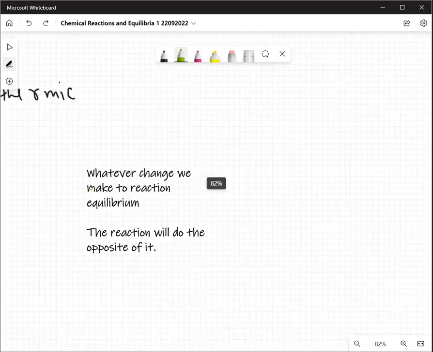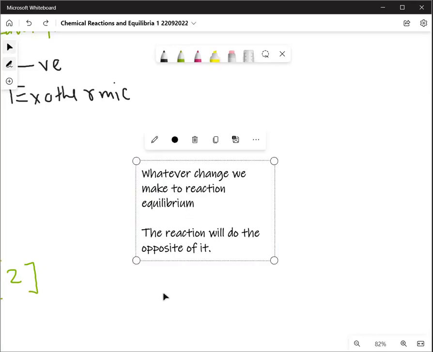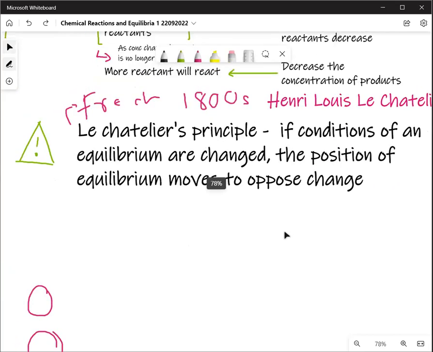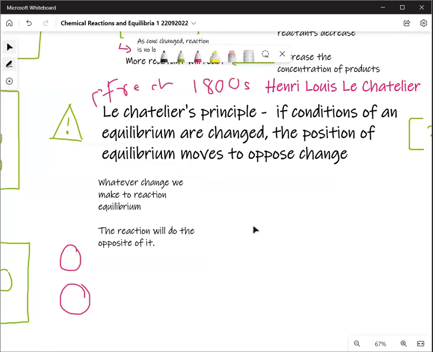Okay. Sure. Makes sense. Have you written this down in your notebook? This is the summary of Le Chatelier's principle. Now you don't have to memorize this. You have to memorize Le Chatelier's principle, but this is what it means. Please write it down.